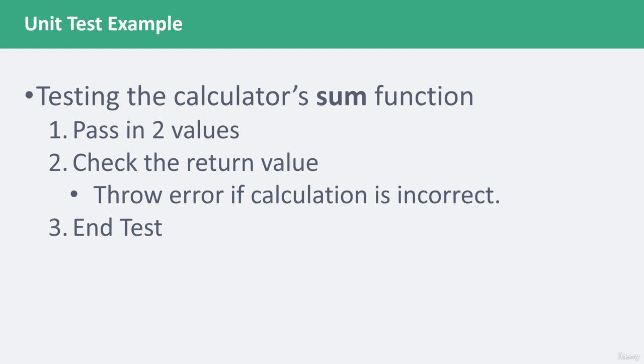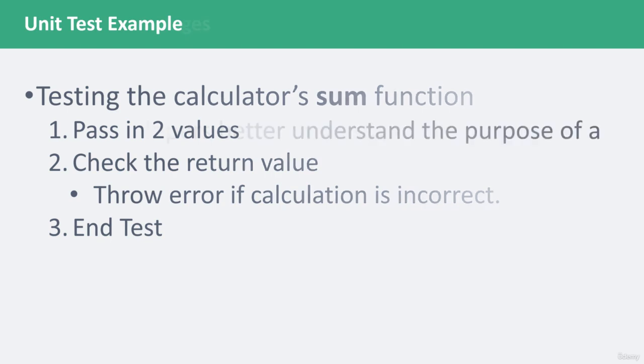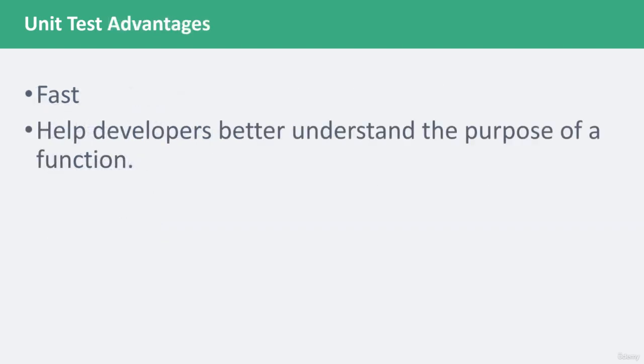Step 1. Pass in two values to the function. Step 2. Check if the return value is correct. If it's incorrect, throw an error. Step 3. End the test. Basically, a unit test is a way to check bits and pieces of your code in isolation.